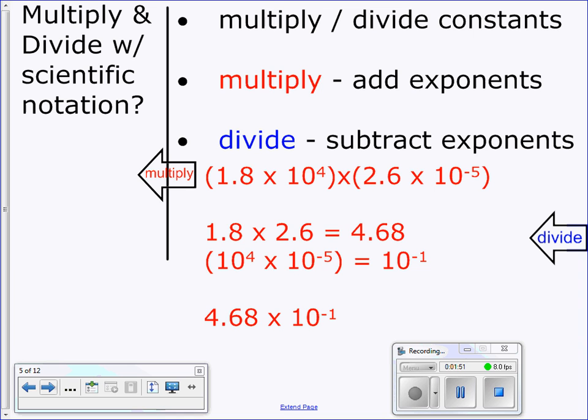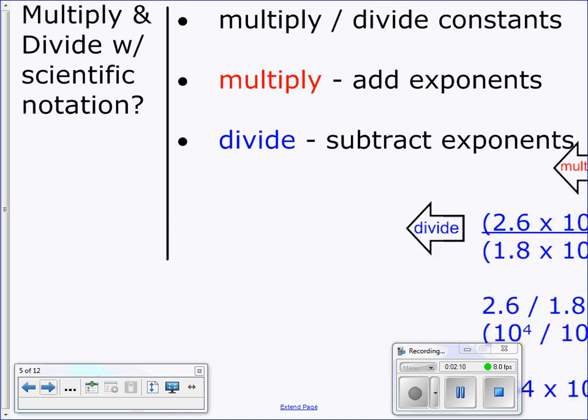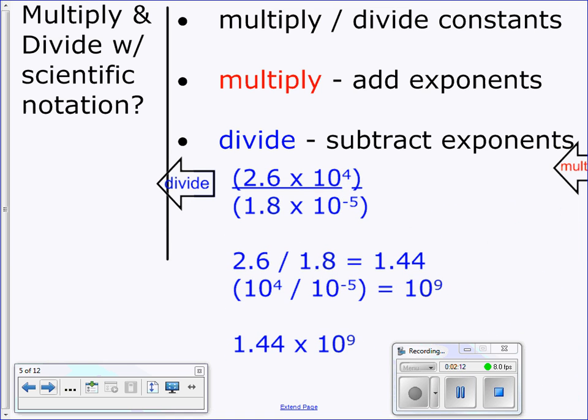So 1.8 times 10 to the 4th times 2.6 times 10 to the negative 5th. First we're going to multiply the 1.8 and 2.6, and that gets us 4.68. And then 10 to the 4th times 10 to the negative 5th, when you multiply, you add the exponents, so 10 to the negative 1. If we're dividing, first we'll take the 2.6 divided by 1.8, and that's 1.44. And then 10 to the 4th minus a negative 5 is 10 to the 9th.